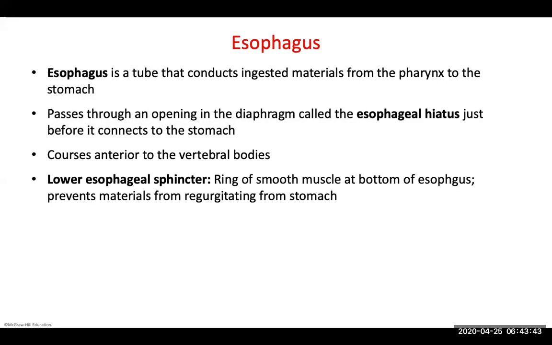All right, so the esophagus is the tube that conducts ingested materials from the pharynx to the stomach, and the lower esophageal sphincter is a ring of smooth muscle at the bottom of the esophagus, which prevents materials from regurgitating from your stomach. So during vomiting, there's enough force to open up that lower esophageal sphincter to get the food contents from your stomach all the way out of your esophagus.